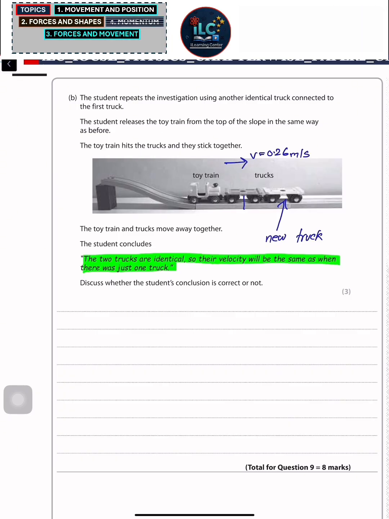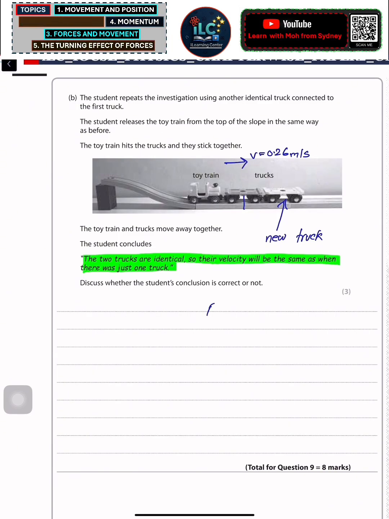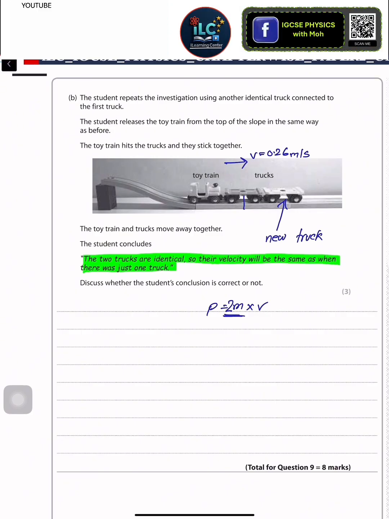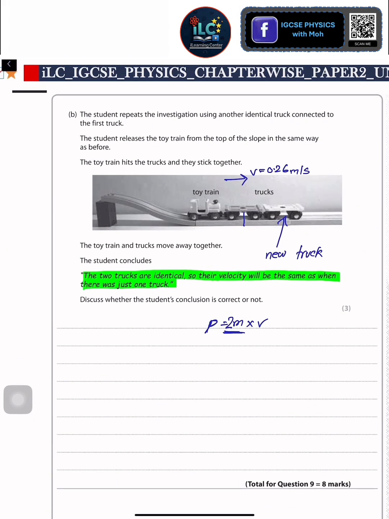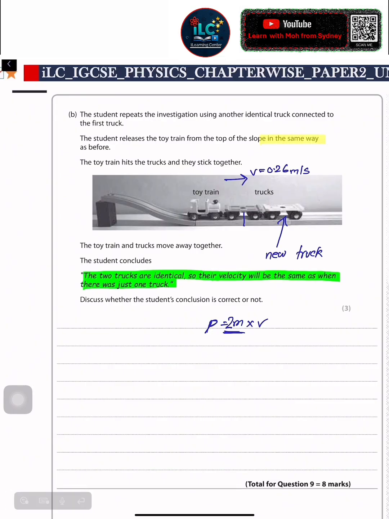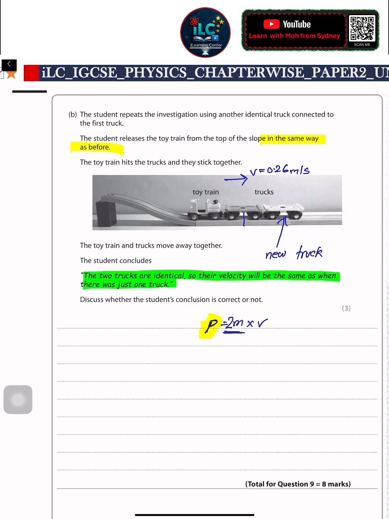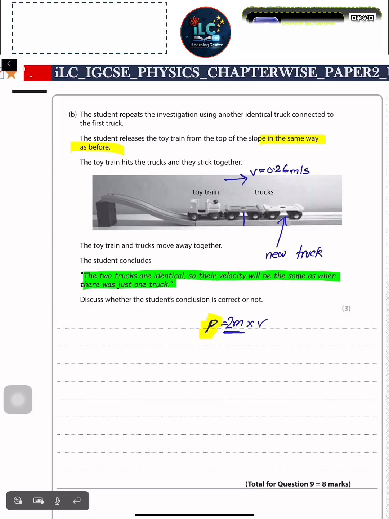But if you look at the momentum formula, what does the momentum say? Momentum is equal to mass times velocity. So what have you done? You have multiplied the mass because you have taken identical mass. That means your mass has increased. Your mass has increased and momentum hasn't changed because you're still dropping the vehicle the same way. So here it says that the vehicle is being dropped in the same way as before. That means this momentum here hasn't changed. So if this hasn't changed, of course your velocity will change. Otherwise, how are you going to maintain the conservation of momentum?